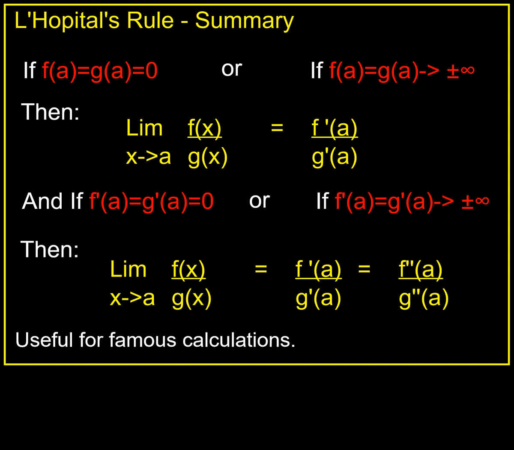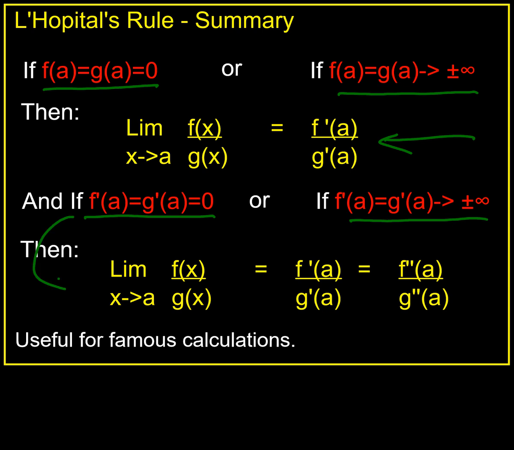So here's my summary page. Just to restate, if my initial values are 0 or they are tending to infinity, then I can use this formula here. And if I find that my gradients are 0 or tending to infinity, I can carry on and repeat the process, and rather than using my first differentials, I can use my second differentials, and of course I can carry on doing this repeatedly until I find something which is not 0 over 0. So I can find the fourth differential over the fourth differential, etc.